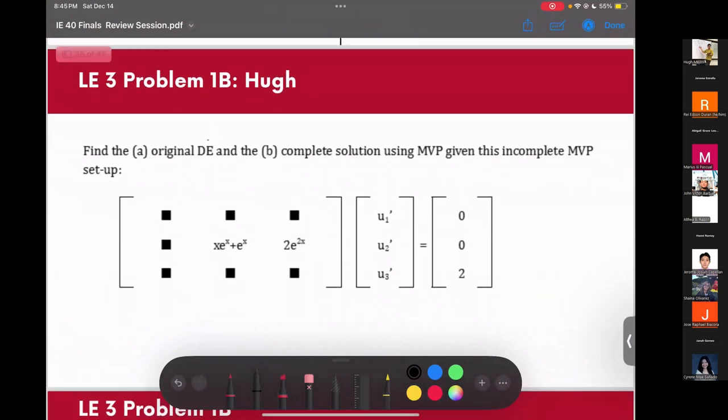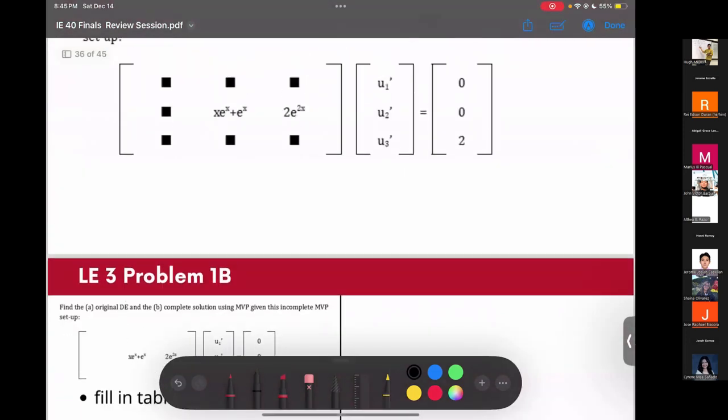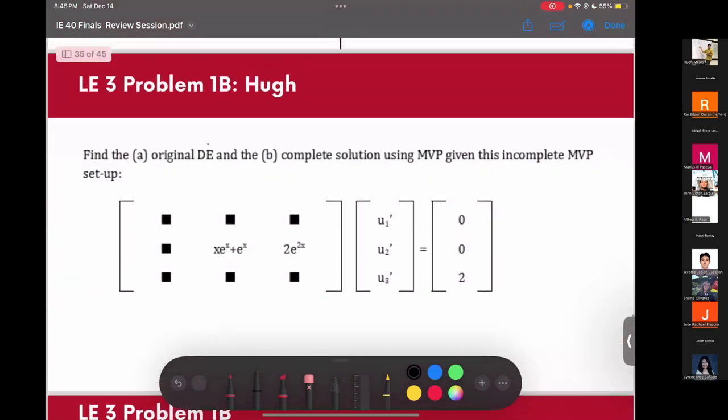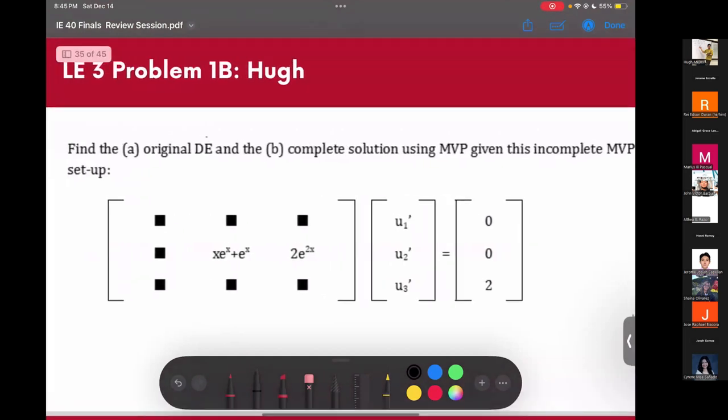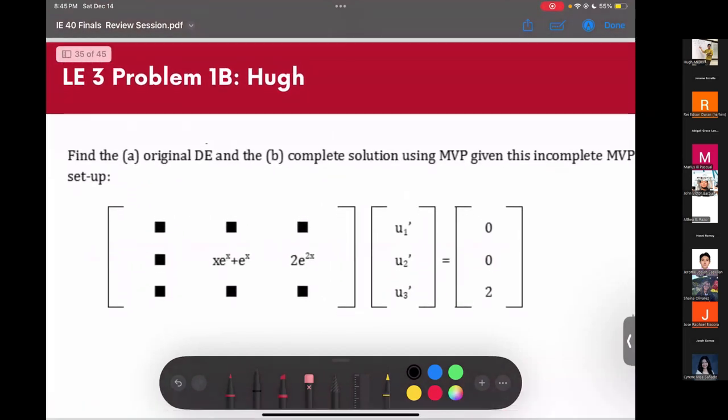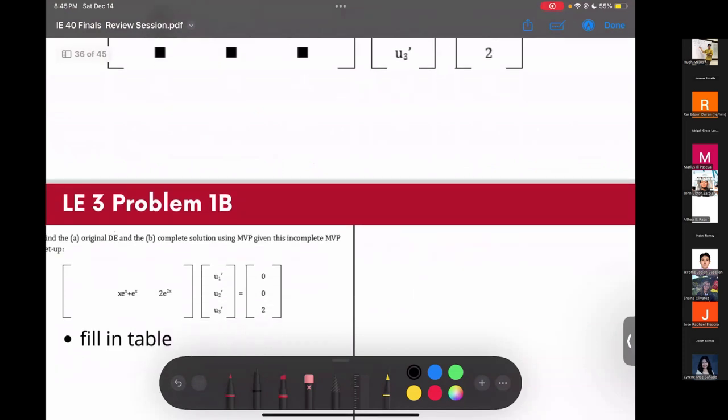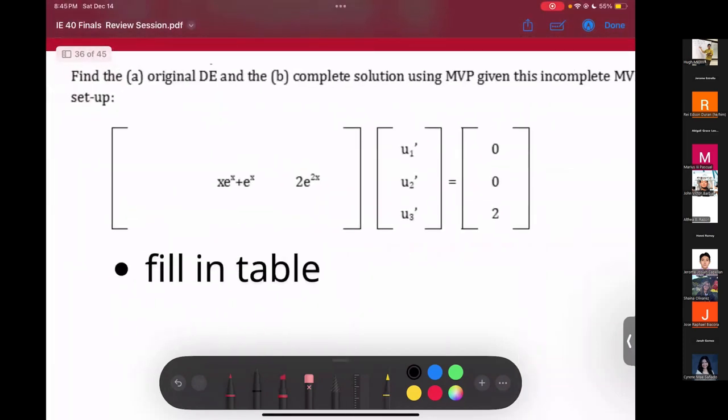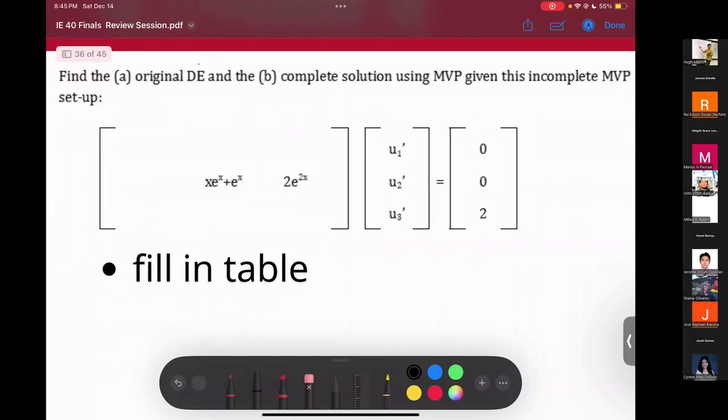We're given an incomplete MVP setup, and our goal is to, sorry, find the original DE and the complete solution. So the first thing we want to do is, even though it's asking for the original DE, the first step is really to just complete the table. So what do we know in the MVP setup? How does it work?